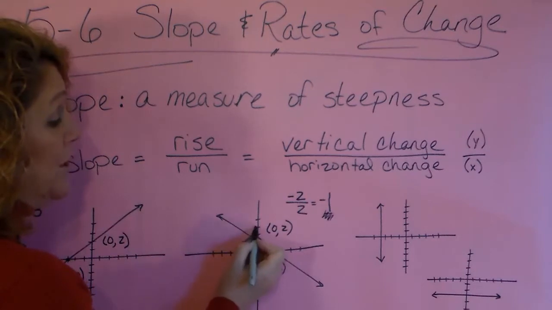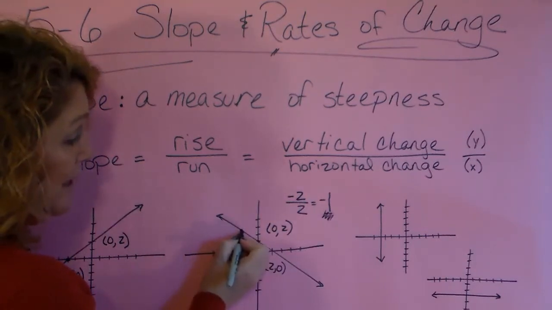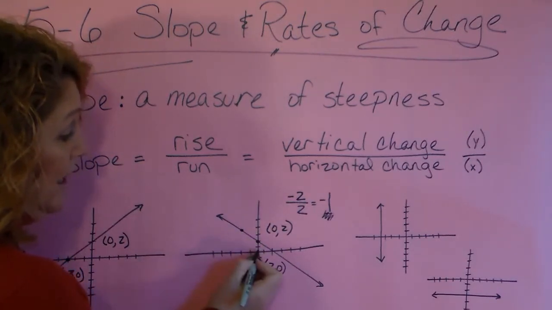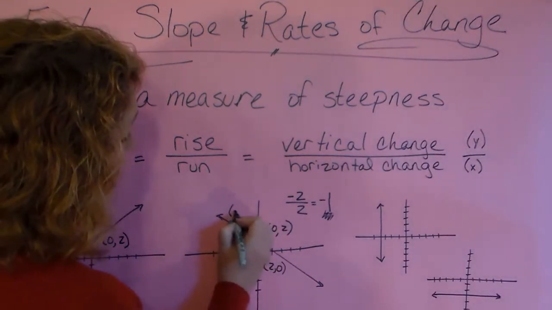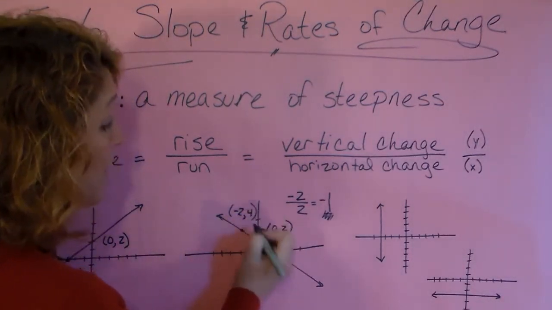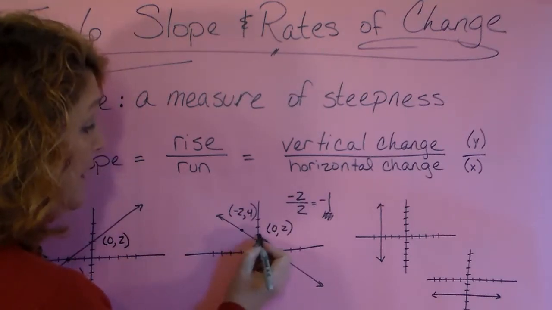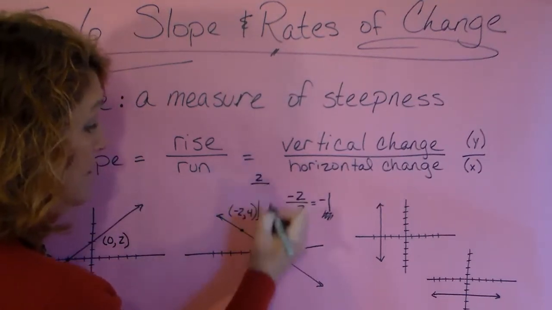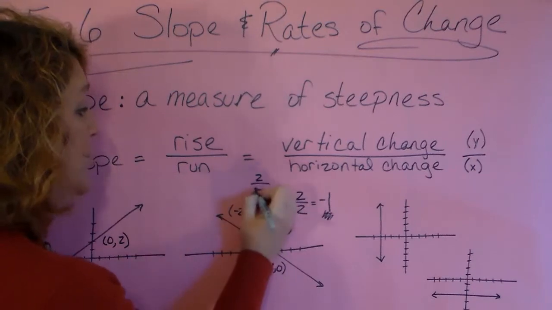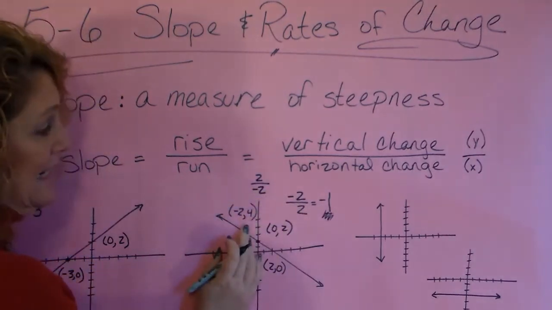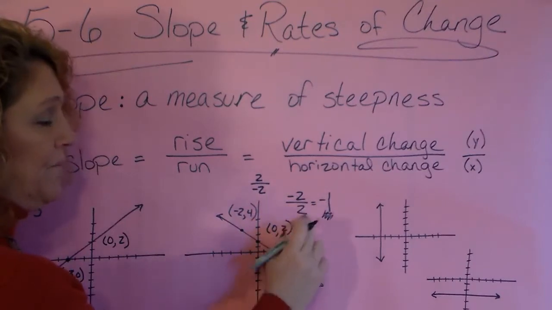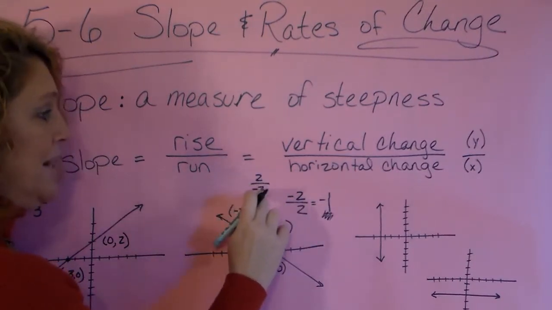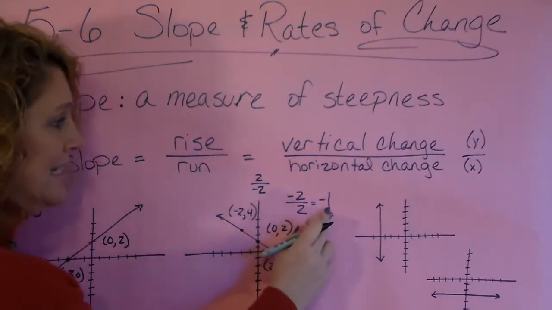Now, if you wanted to go this way, if you knew that this point was, what is that point? That is -2, 4. Then this is going to go up 2 and backwards 2. Now look what that does. That still gives a -2 divided by 2 is -1. 2 divided by -2 is -1.